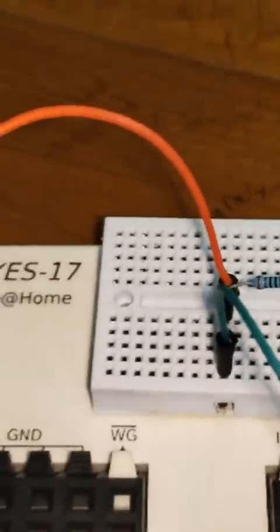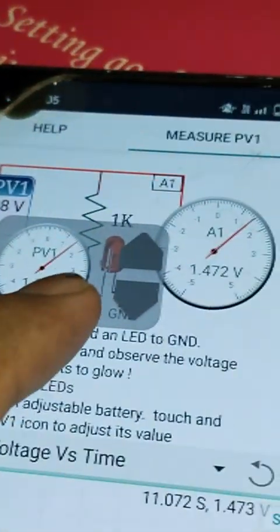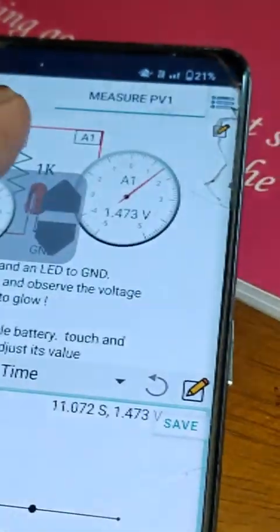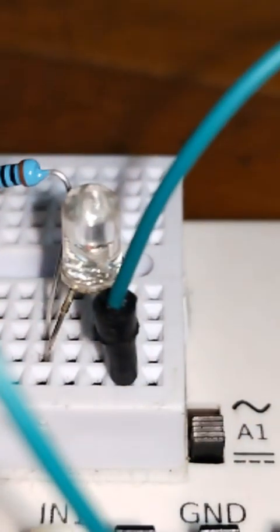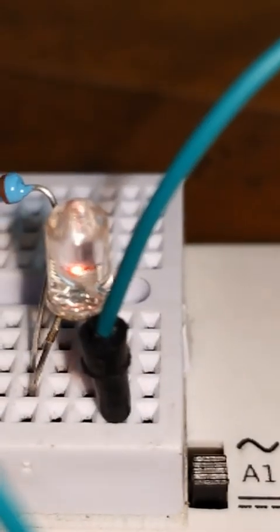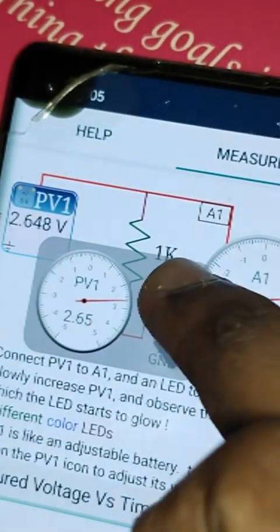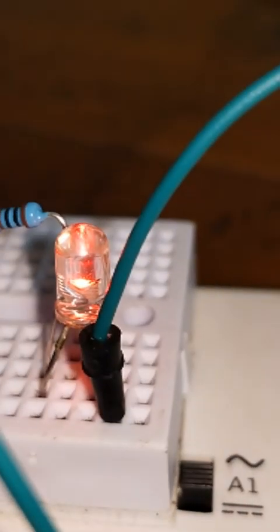Now go to this. See, I made my connections. I've used some LED here, and I have set PV1 to 1.5 volts. And A1 is also showing that 1.5 volts is there. But the LED does not glow.